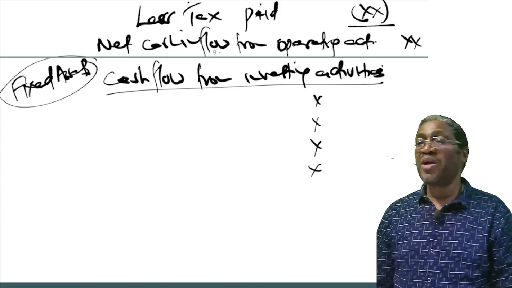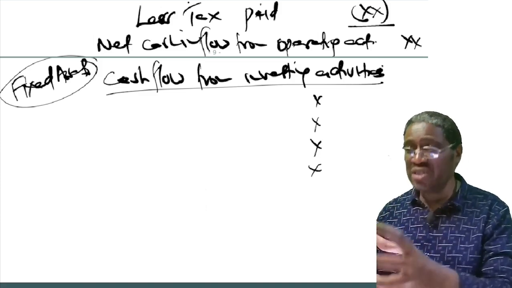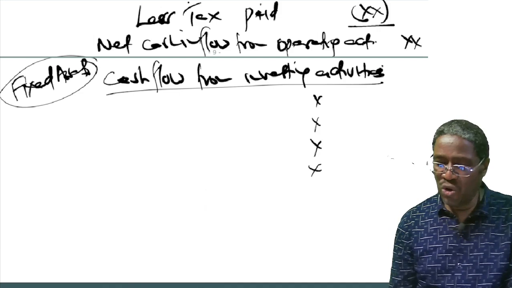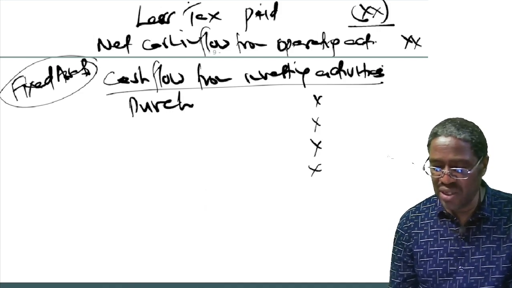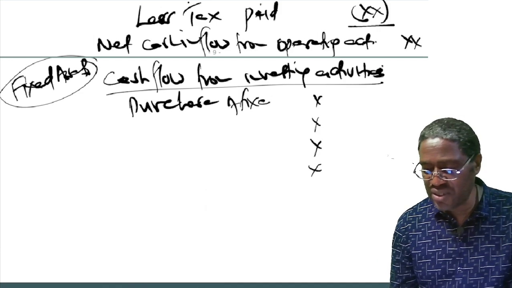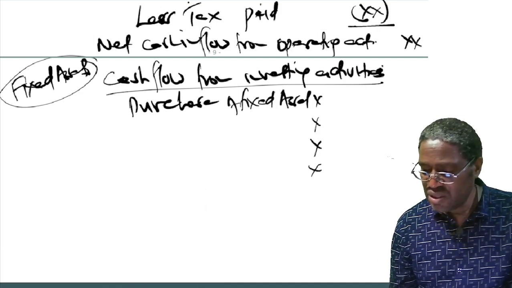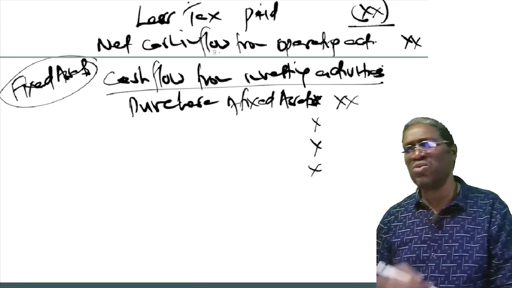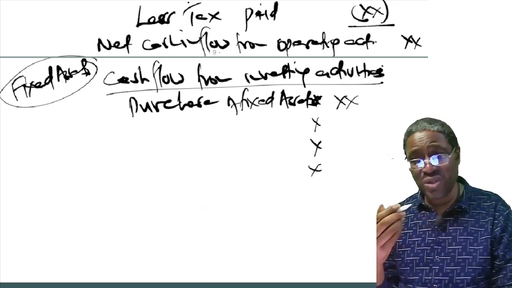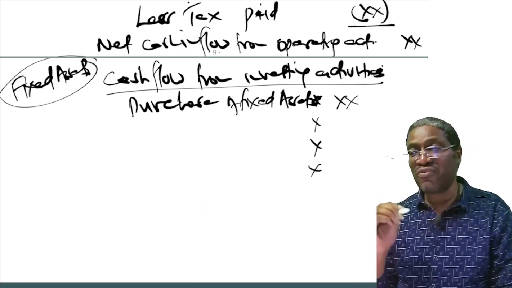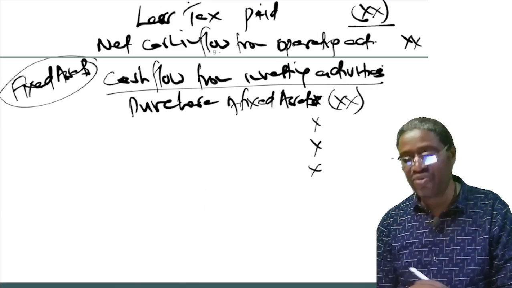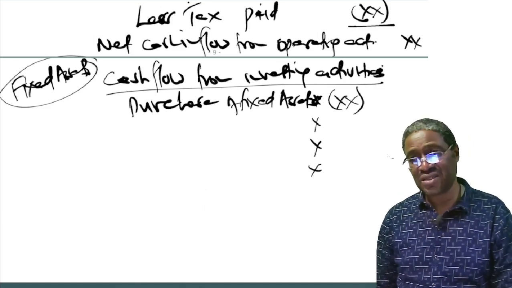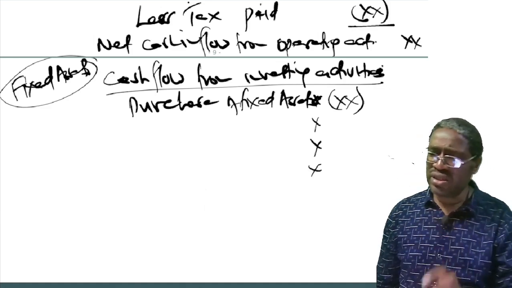Example, when you purchase a motor vehicle, purchase a building, purchase furniture, those are fixed assets. And one example of an investing activity we could put here is purchase of fixed assets. Whichever the fixed asset, whether you are buying a motor vehicle, furniture, or a building, it's classified as a fixed asset. Therefore, it is obviously an outflow. You are purchasing, cash went out. That's an outflow.